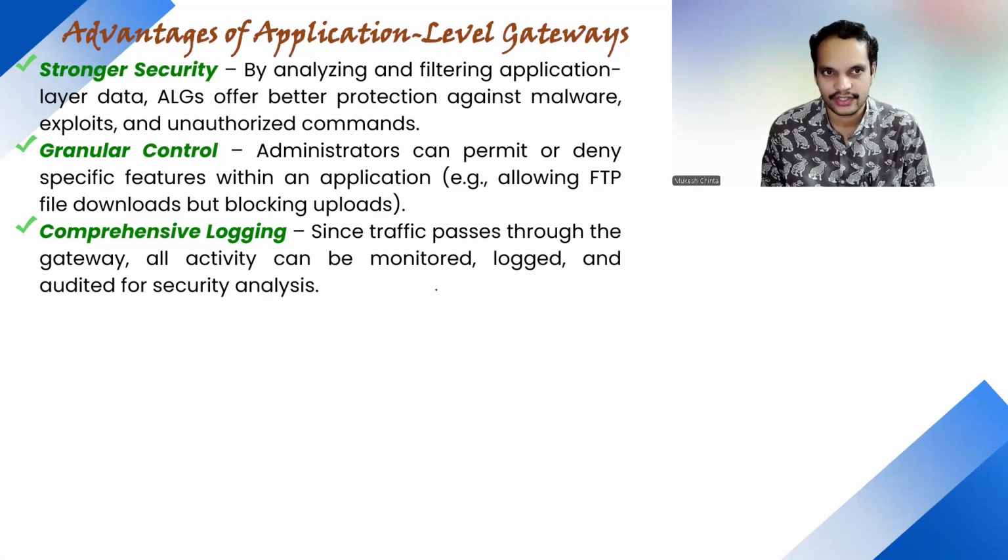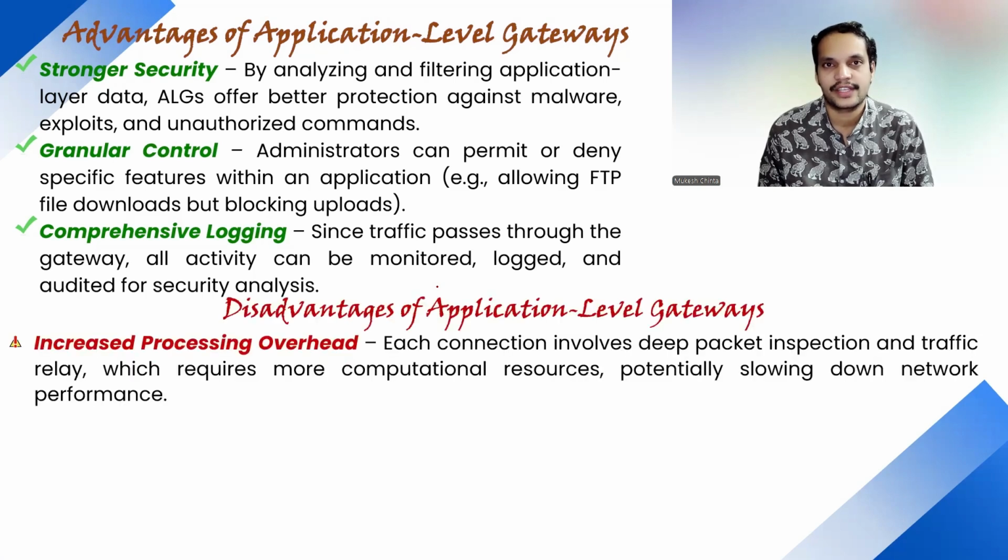Of course, there are limitations as well. Let us talk about the disadvantages or limitations of application level gateways. Now, the first thing that should come to your mind is, if you are talking about deep packet inspection, then obviously there is a processing overhead involved. So, increased processing overhead. Each connection involves deep packet inspection and a traffic relay, which requires more computational resources, potentially slowing down network performance. If you want a high-speed network performance, this might not be the right choice.